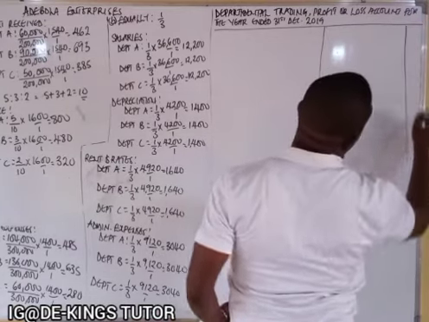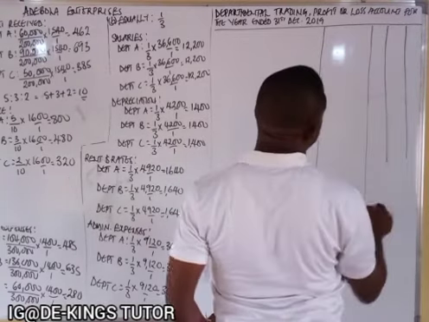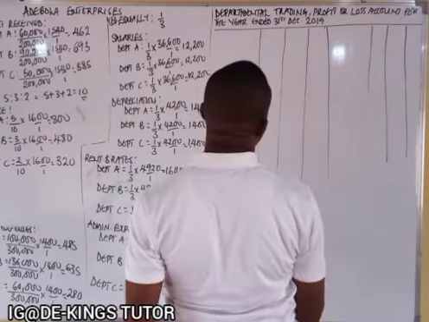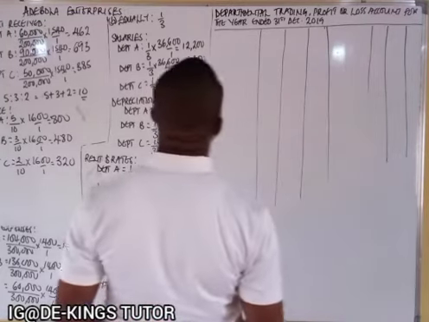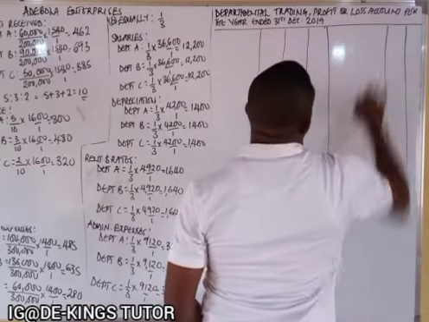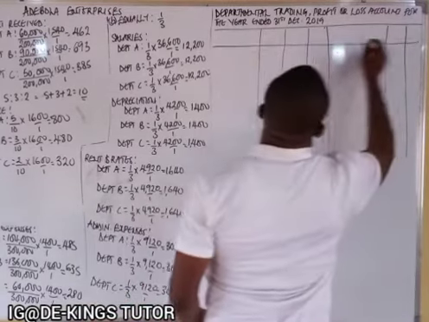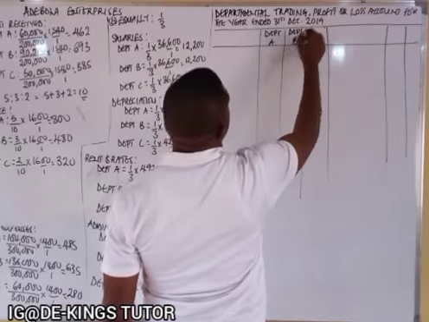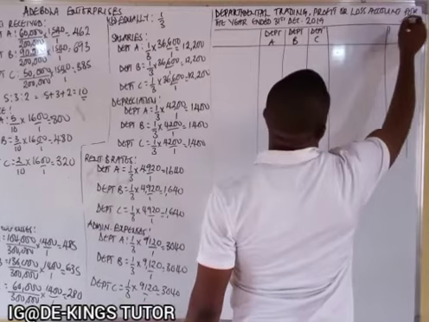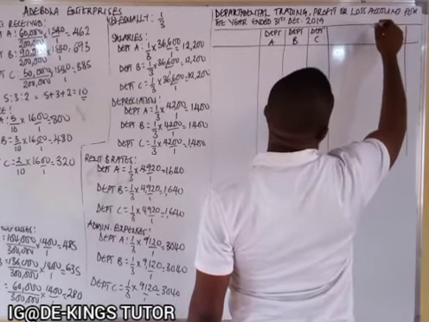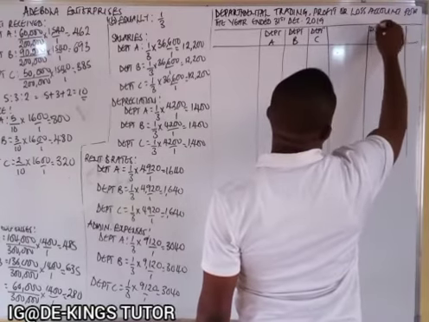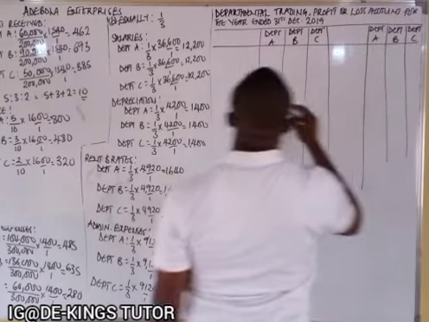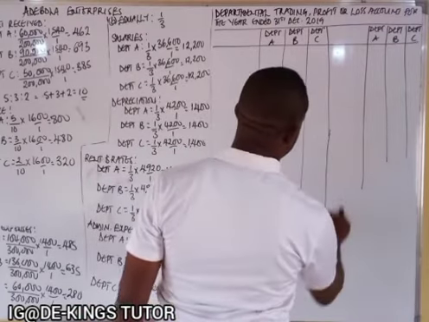Okay, if we do this and we draw the middle, we have 3 departments: departments A, B, and C. So we have department A, department B, department C, and again department A, department B, department C. Okay, so now we're going to start.